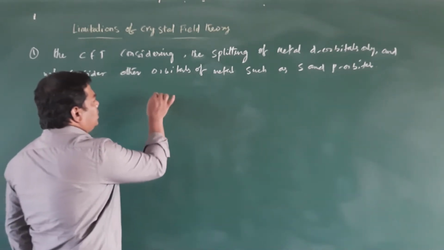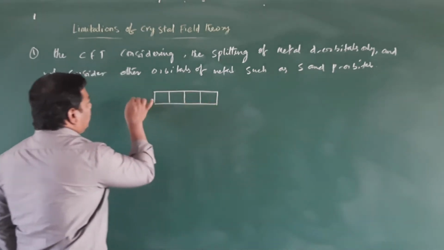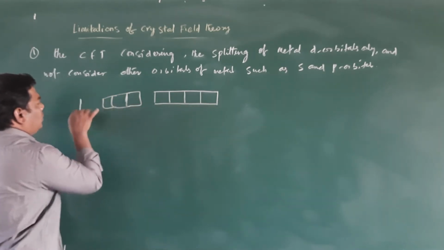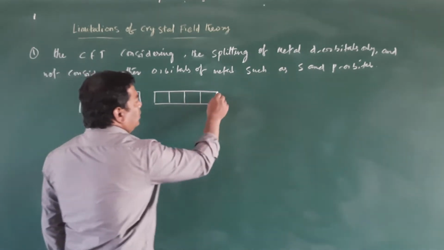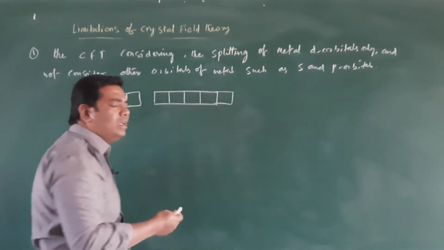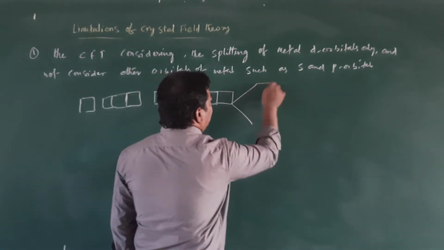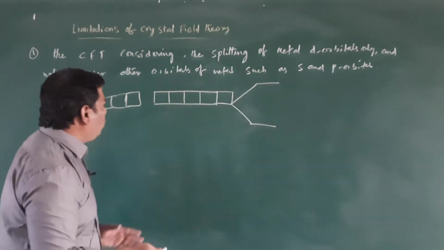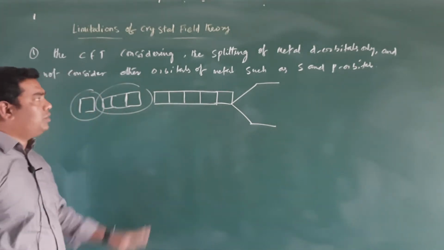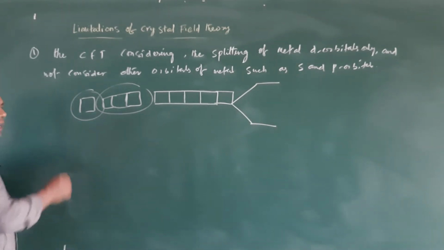So here these are the d orbitals, and here we have p orbitals, and the s orbital is also there. But the crystal field theory mainly focuses on the splitting of metal d orbitals only. When the ligands approach the metal atom, the degeneracy of these metal d orbitals is lifted and splits into different energy levels. But what about the s and p orbitals was not given by crystal field theory. So that is the limitation of crystal field theory.